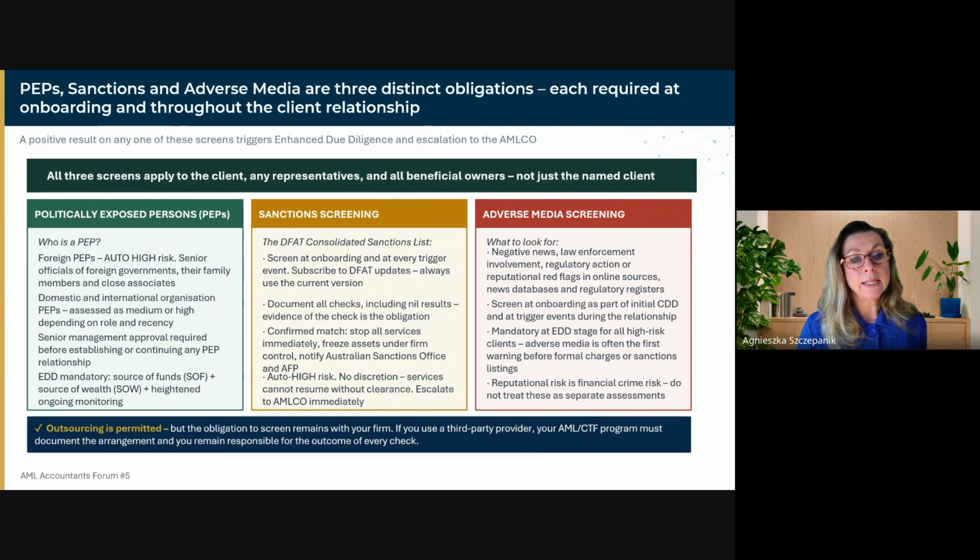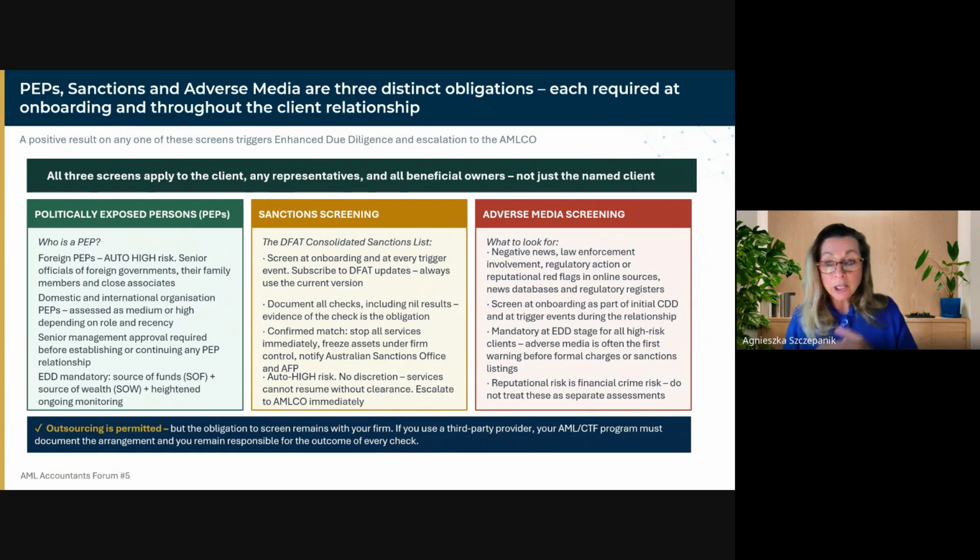A PEP is anyone who holds or has held in the past an office within the government. It includes their family and close associates. You've got domestic and international PEPs. And by government organizations, I also mean any international government part-owned organization. So there's a lot of people on these lists, politically exposed people.